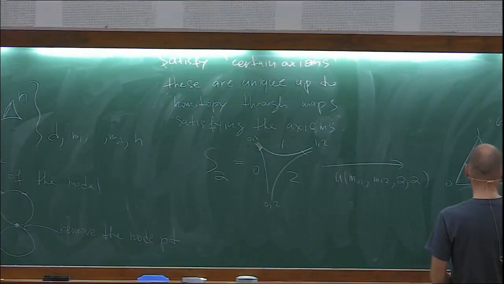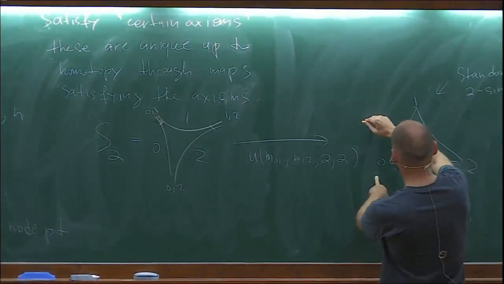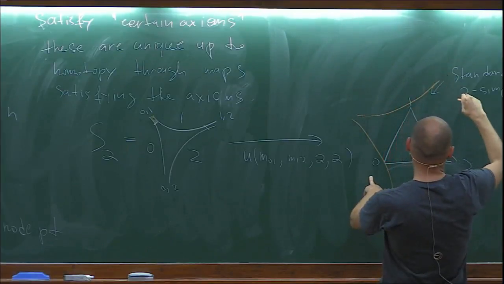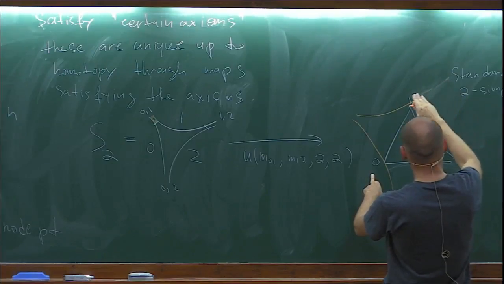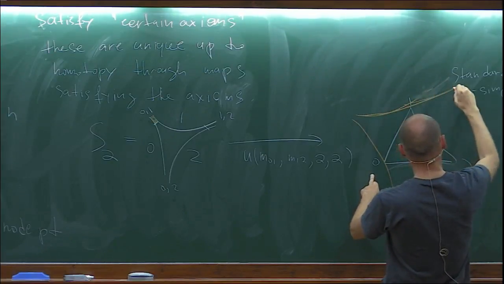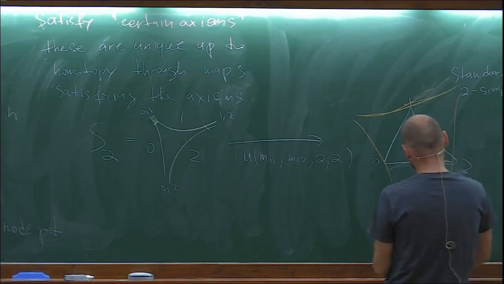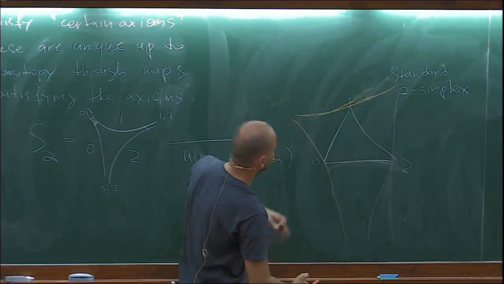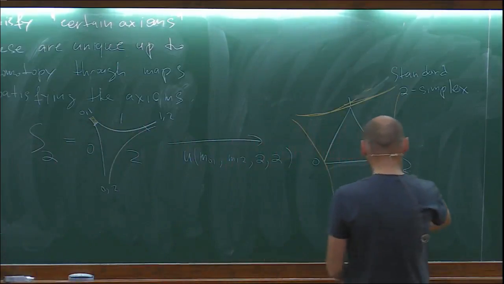So perhaps it would be easier if I draw my 2 simplex on top of this. So kind of like this. So you collapse like this, and the edges get collapsed to the vertices. Kind of like that. Yeah, that's not the best picture, let's say.